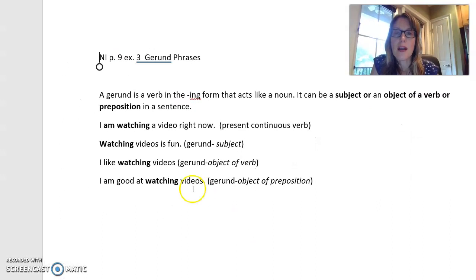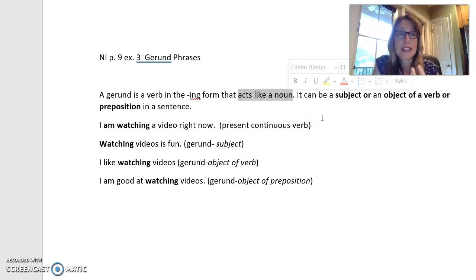All right. A gerund is a verb in the ing form, meaning your base verb plus ing, that acts like a noun. So in the sentence, it's not the verb. It's taking the place of where a noun would usually go. So, like a noun, it can be a subject or an object of a verb or preposition in a sentence. So let's look at the difference between an ing verb and a gerund.